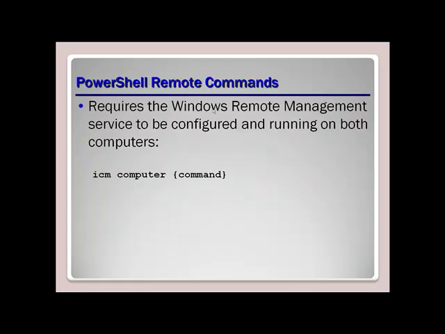What you see here on the screen is a good example of a typical WinRS command. To execute a PowerShell command on the remote system, you must open an elevated PowerShell session and use the following syntax, which is ICM space computer and then the actual command. Now, the computer, of course, specifies the name of the computer on which you wish to execute the command, and the command is the actual PowerShell command that you're going to execute on the remote computer. And the command must be enclosed by the curly brackets, otherwise it will not work.